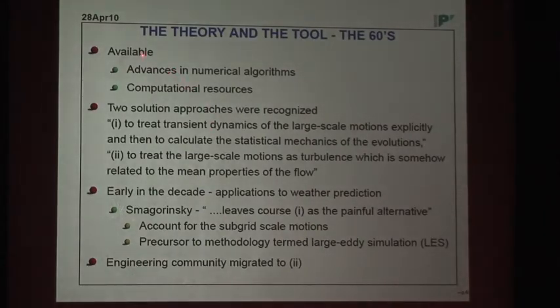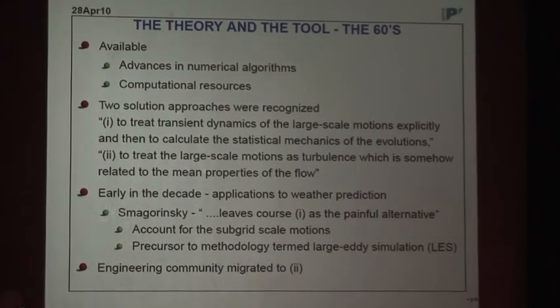But the important thing is, what was available? Well, the advances in numerical algorithms were such that now you can actually do something, and the computational resources, as we heard this morning in the issue about what computers were available, the IBM computers, the computational resources were in fact available.